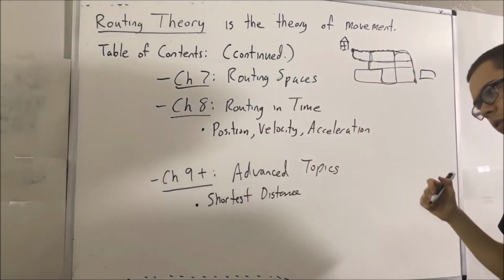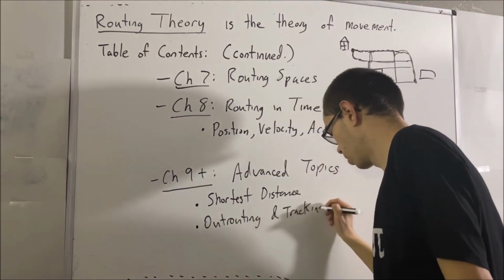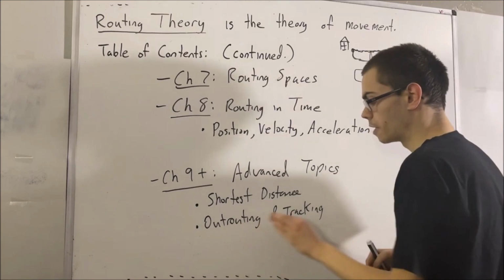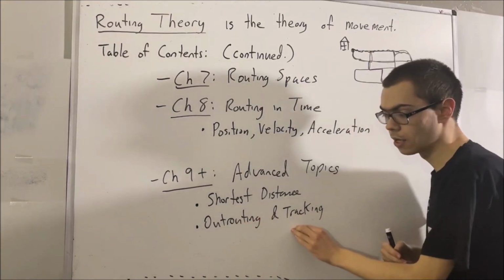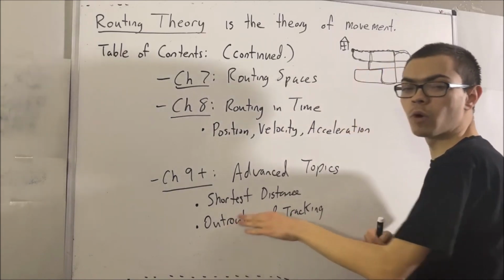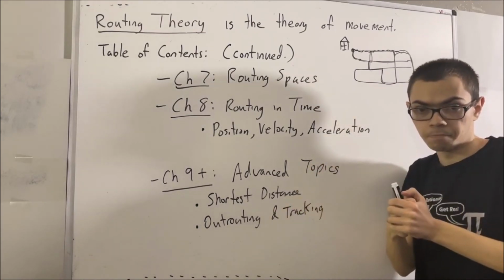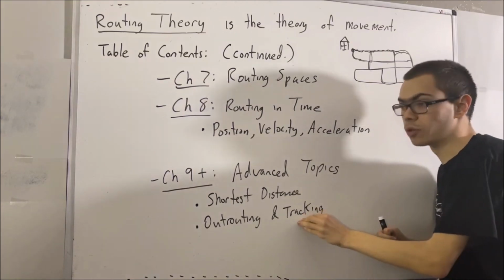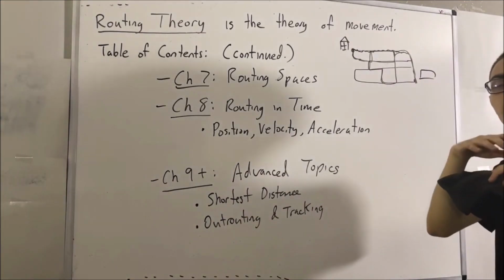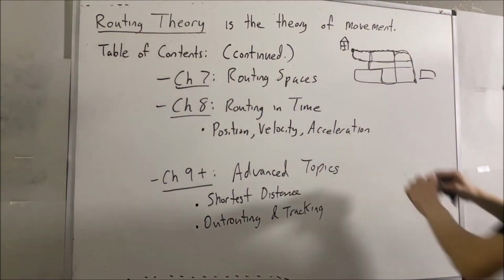Another advanced topic we could talk about is something called outrouting and tracking. This is actually a topic I want to get to because it's really interesting. So there are two different types of routers in this case, outrouters and trackers. An outrouter is a router that wants to head away from other routers, while a tracker is a router that wants to head towards other routers and try and catch up to them. So this is the table of contents. The last thing I would like to talk about is the course objectives.